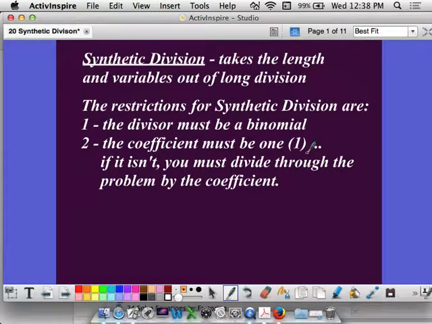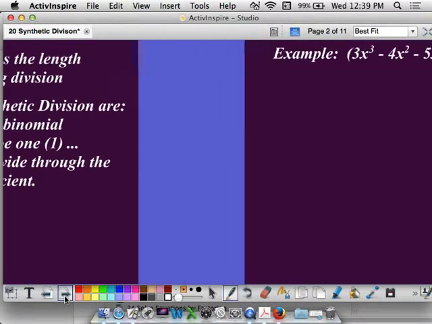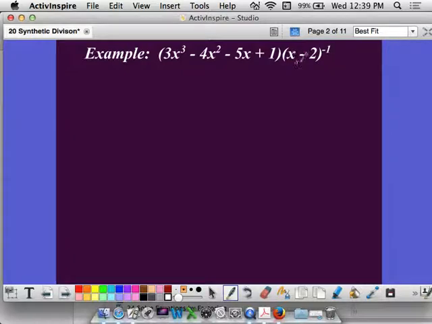If it doesn't, if it's like 2x minus 1, then I have to divide everything through by that coefficient of 2. So it's got to have those two stipulations. The divisor must be a binomial with a coefficient of 1. So let's look at this first example. My divisor is a binomial, and the coefficient of x is 1. What I simply say to do is you're going to take that divisor, x minus 2, and set it equal to 0, and x will equal 2.